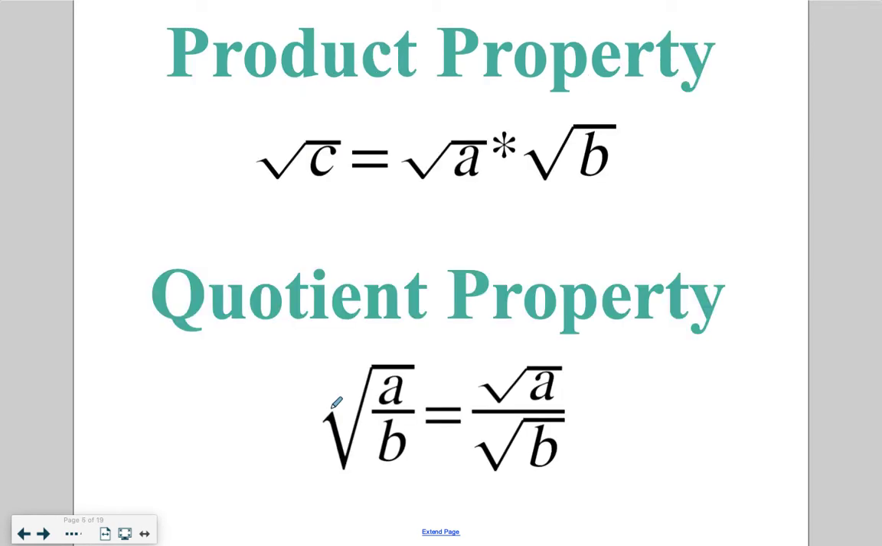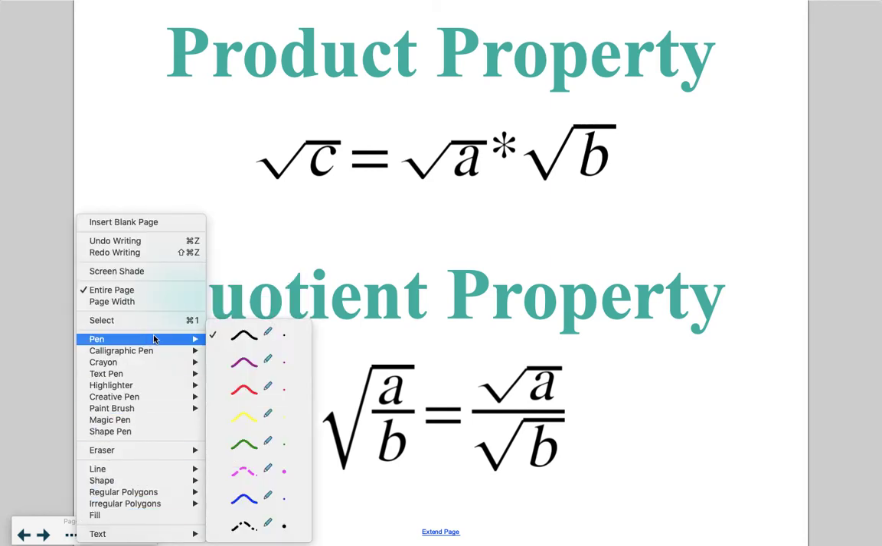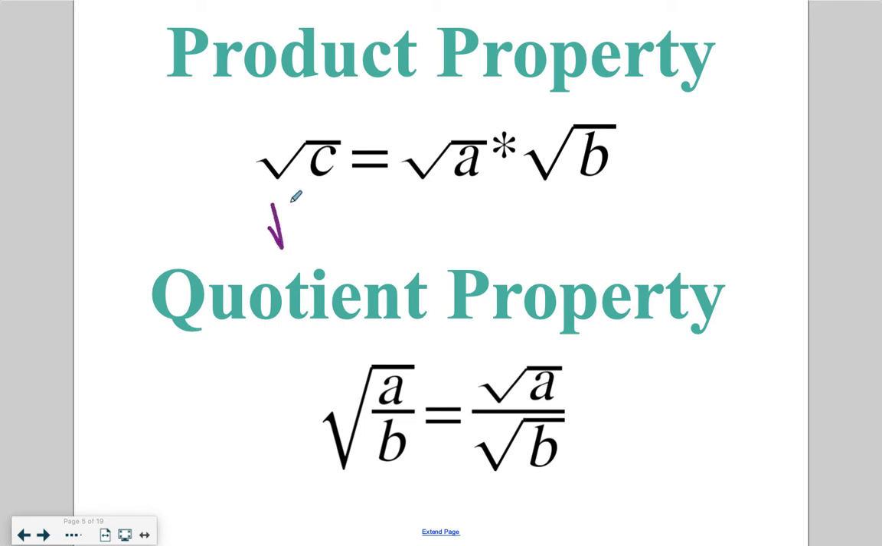The 2 rules that we're going to be using to help us simplify these radicals are, first, the product rule, which says the square root of a number can be broken up into 2 things that it can be multiplied by. For example, if I had the square root of 20, I could break that up into the square root of 4 times the square root of 5. Just like you can say 20 is equal to 4 times 5, you can say the square root of 20 is equal to the square root of 4 times the square root of 5.